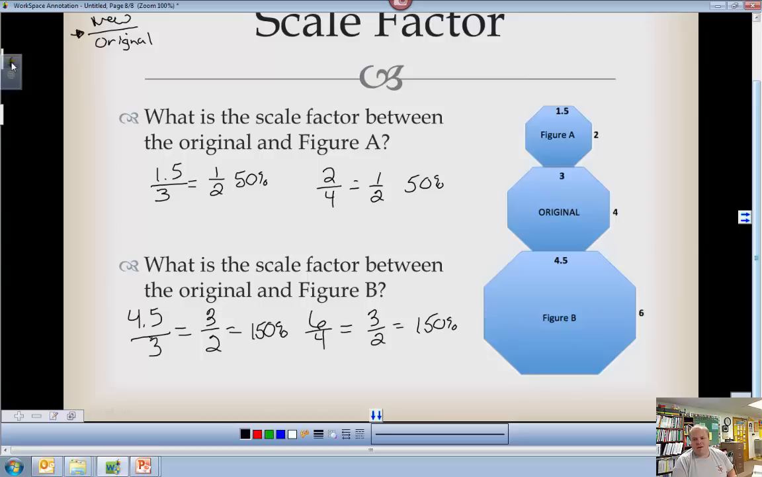All right. So figure B is 150% of the original. Figure A is 50% of the original.